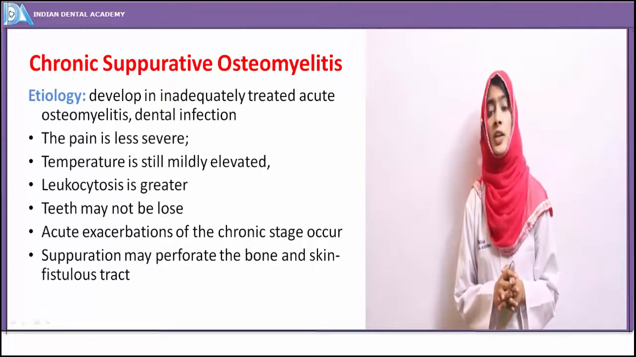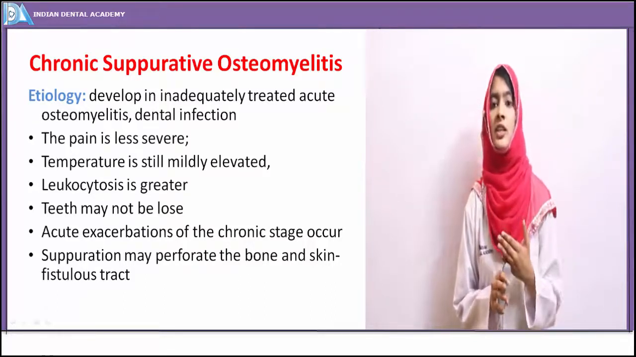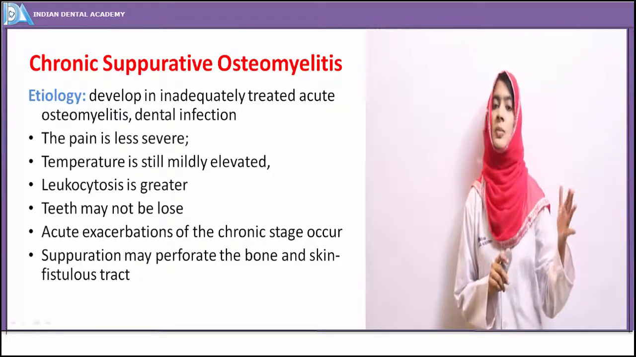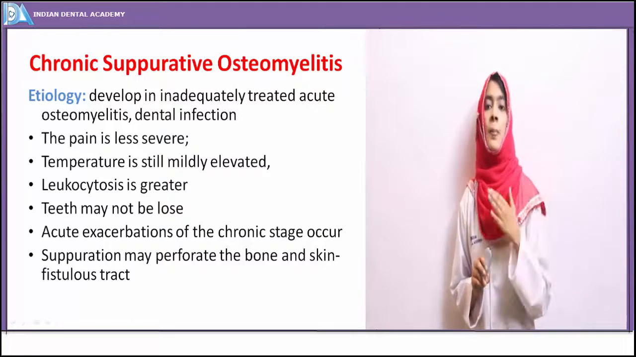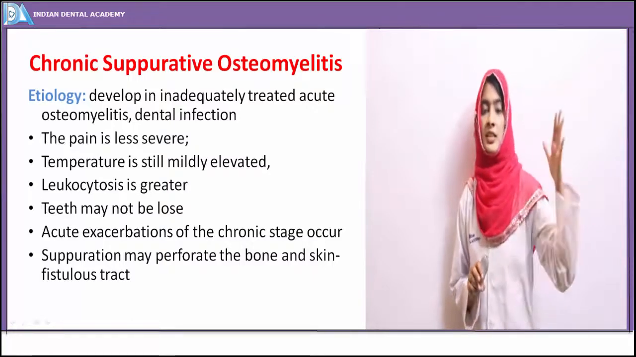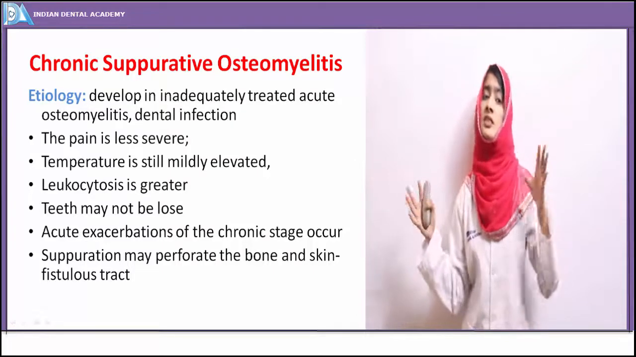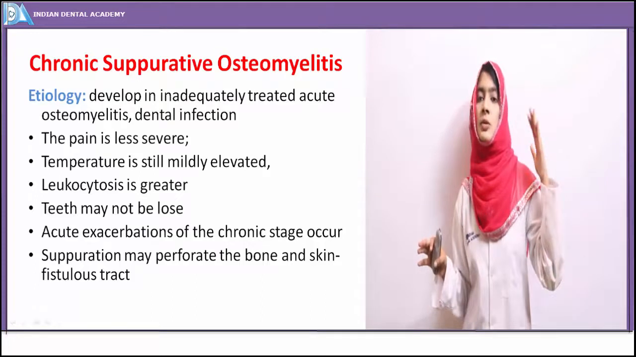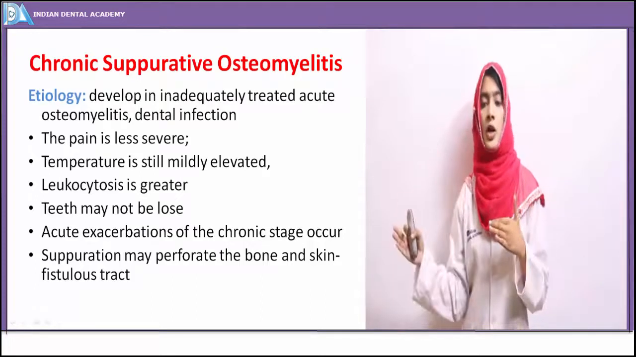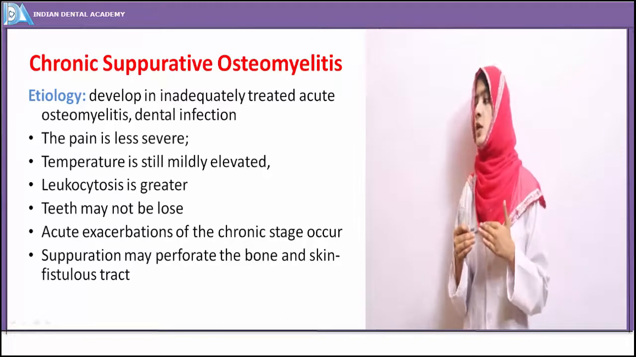If you see chronic suppurative osteomyelitis, as the term indicates, the disease is of chronic nature. So the acute suppurative osteomyelitis may have been present for a longer duration of time, which leads to the characteristic symptoms seen in acute suppurative. Whereas chronic suppurative osteomyelitis is different from acute in its etiology. Acute suppurative osteomyelitis arises because of a periapical infection, whereas chronic suppurative osteomyelitis arises because of a periodontal infection. So what happens?